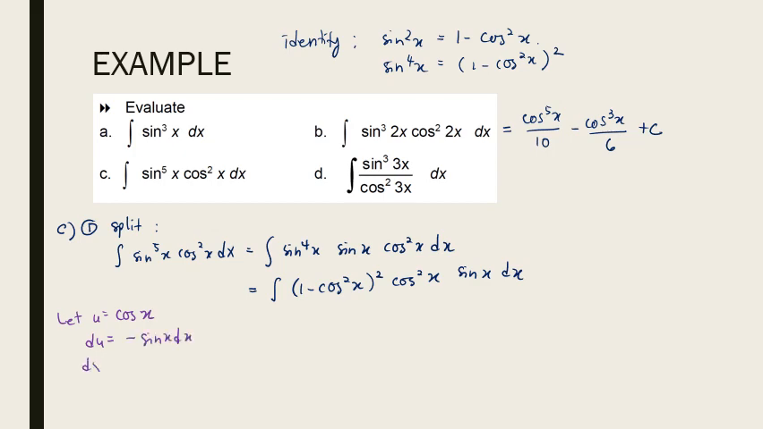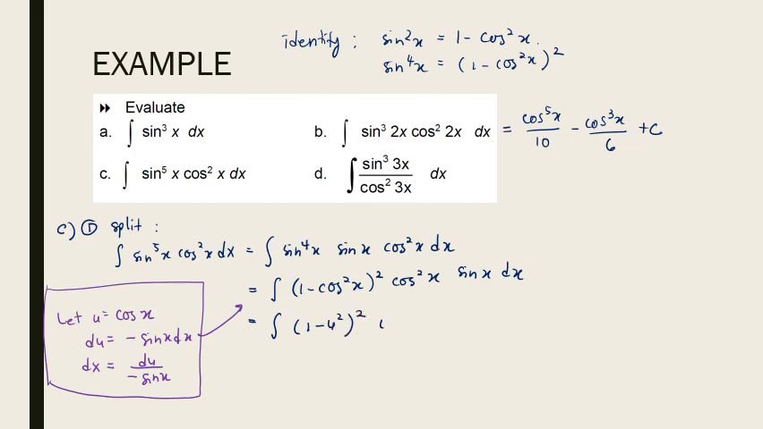So what is our dx? dx is du over negative sin x. Substitute the substitution into our equation, into our function. So it becomes 1 minus u square, squared. Outside there is also u square. Sin x dx is du over negative sin x, so we can eliminate the sin x. So we have negative integrate 1 minus u square, squared, u square du.